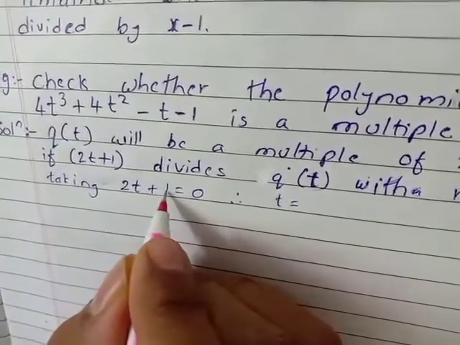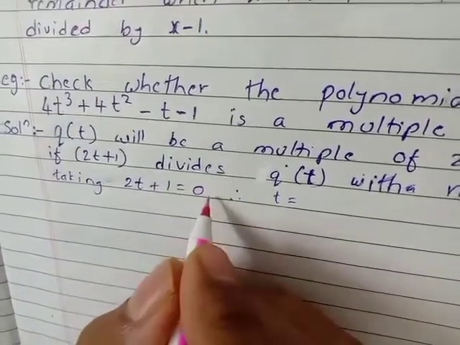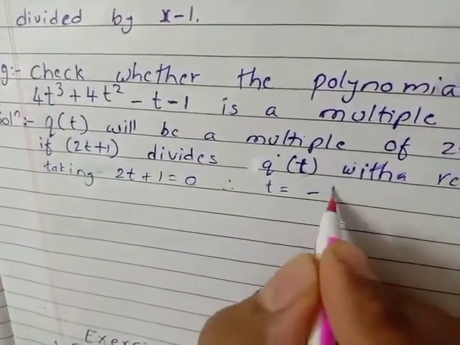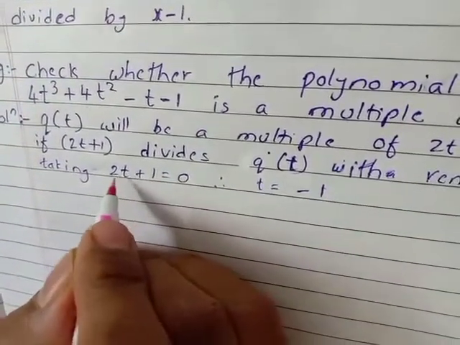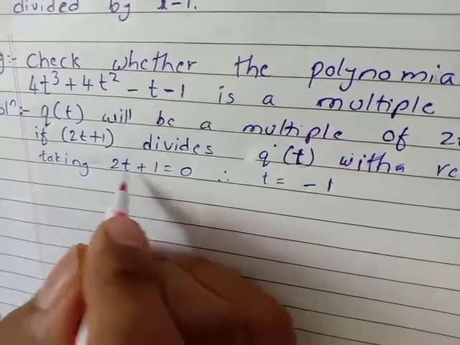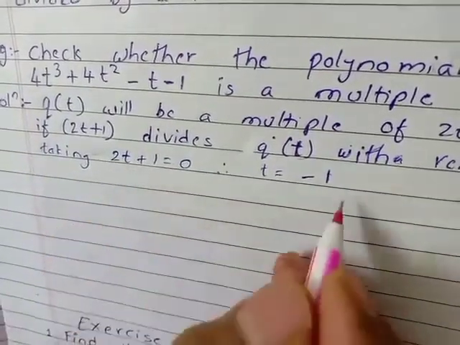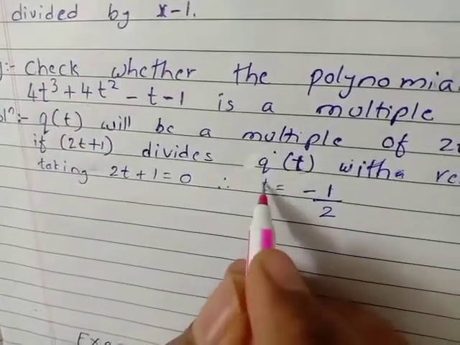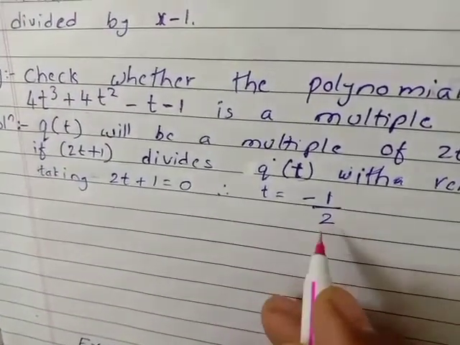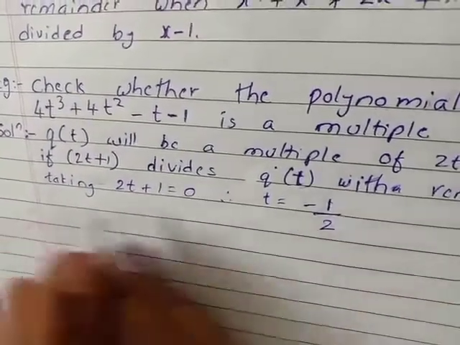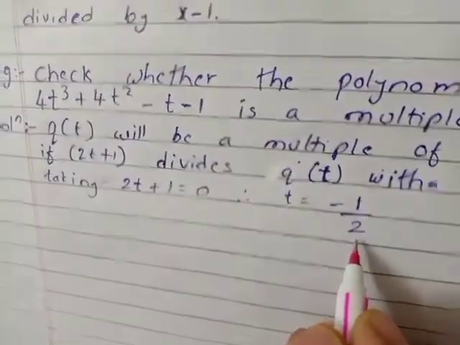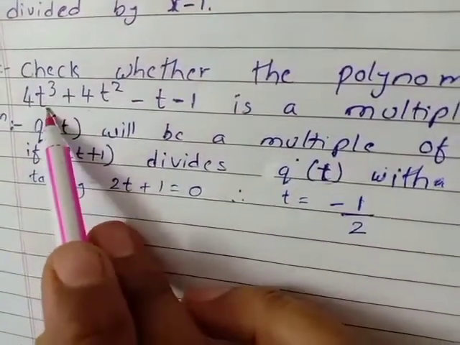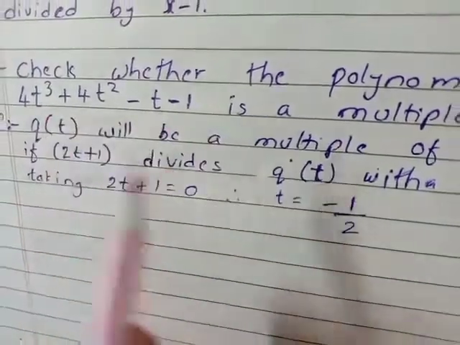Here it is plus 1. If we shift it to the right hand side, it will become minus 1. And this 2 into t, so multiplication will become division. So this will come down. So value will remain same. So the value of t is minus 1 by 2. Now we will put this value minus 1 by 2 into this equation, okay.